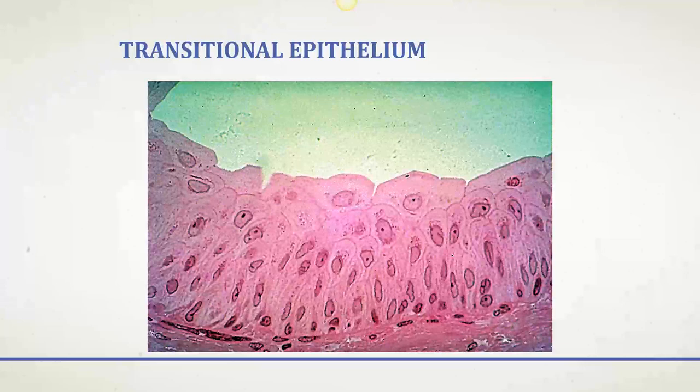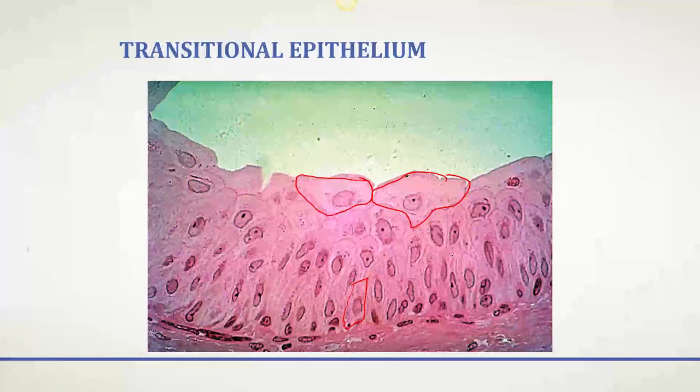Then we have transitional epithelium. With transitional epithelium, what you're going to see is multiple cell shapes. So at the top, it looks more squamous. And then when you get toward the bottom, they kind of look almost columnar or cuboidal. And these varying shapes allow for this tissue to stretch. So that's the function. The function is it allows for stretching.